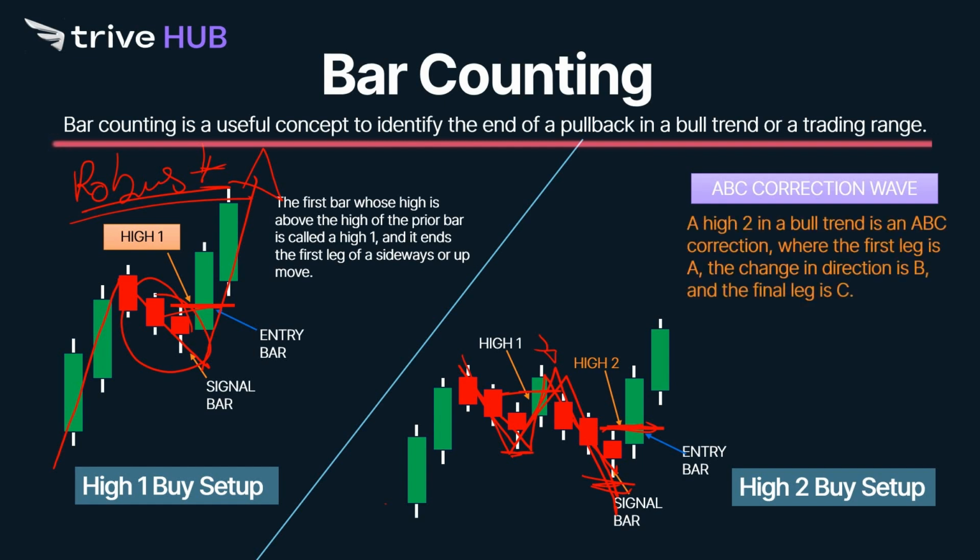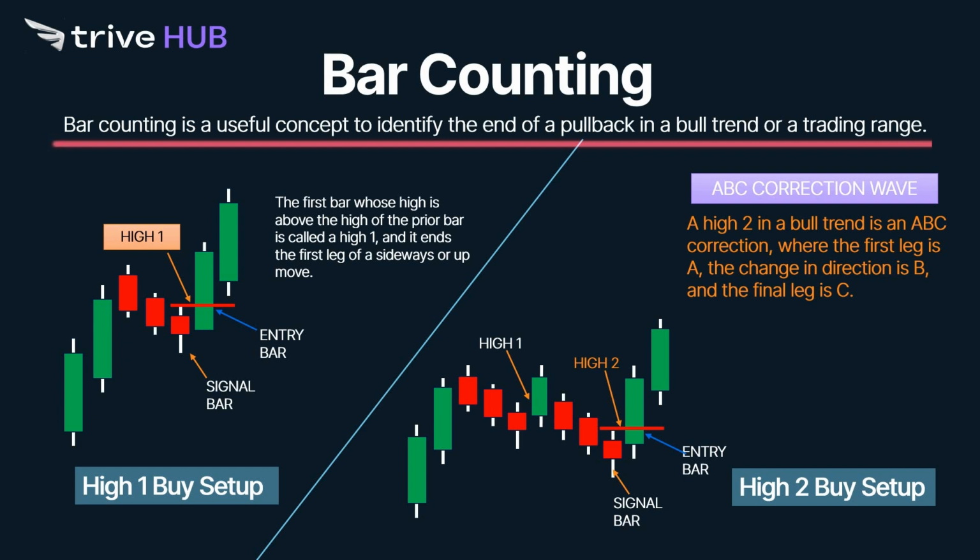So a high 2 in a bull trend is an ABC correction where the first leg is A and the change in direction is B. Means you can see this is leg A of the correction, then this is leg B, which is high 1, and it failed. Then at the end it forms a wave C, which is the second pullback, and from here you will see a high 2 entry, which is very good and reliable for trading in the direction of the up move in a healthy trend. So these two we have understood.